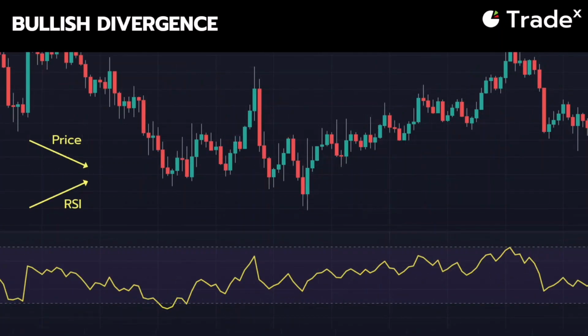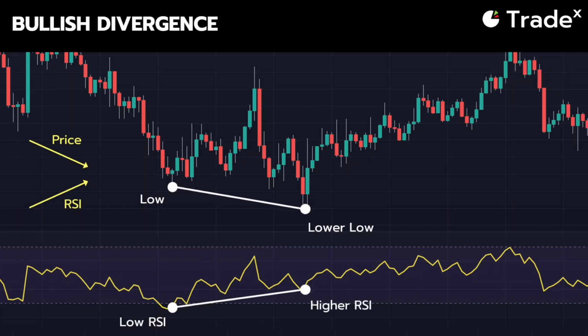Likewise, this example illustrates the same concept. We start with a strong downtrend, marked by a low in price that corresponds with a low RSI. After some time, the price dips further, creating a new lower low. However, this new low in price is not matched by the RSI, which shows a higher low instead.